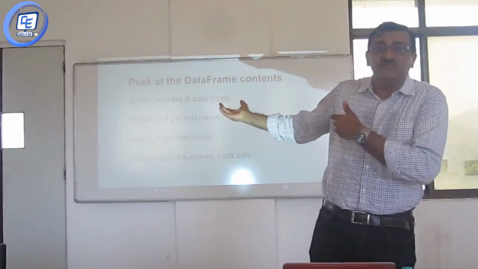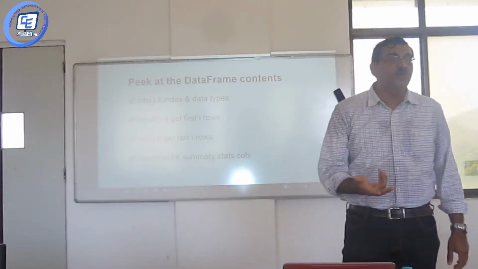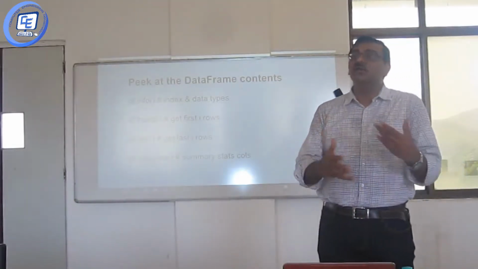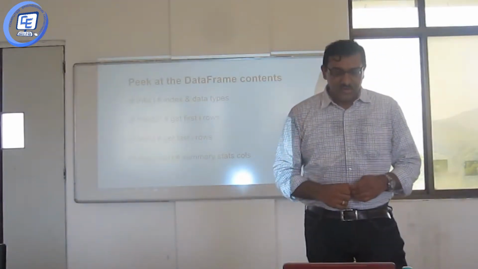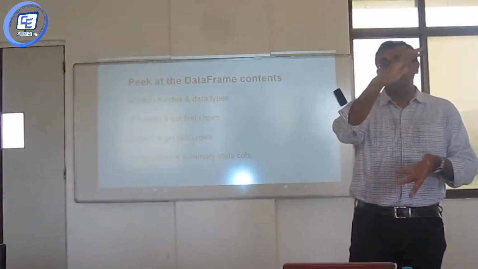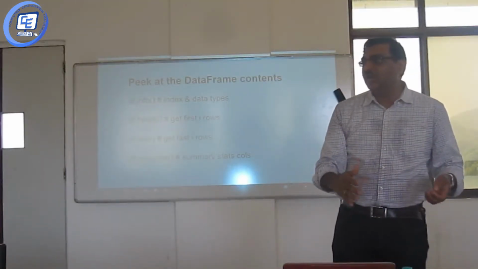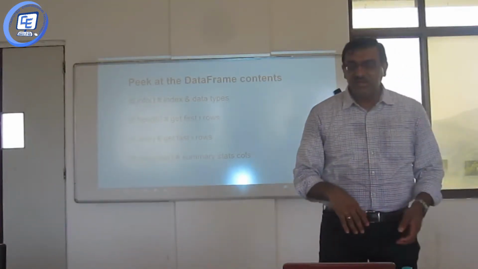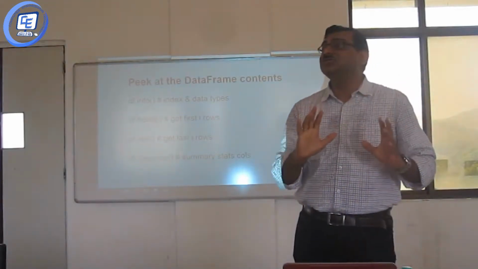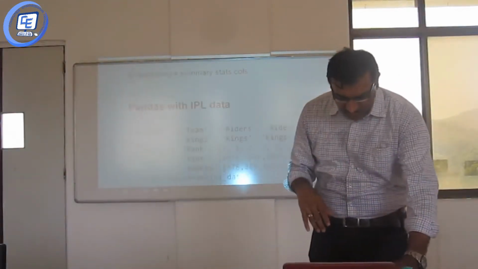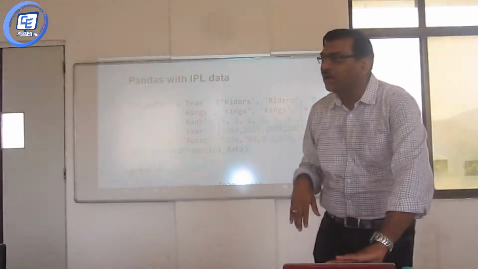A data frame has the following functionalities. df.info will tell you what the different data types in this data frame are. df.head will show you the first few rows. df.tail, the last few rows. df.describe gives you summary statistics. So let us explore. I have just made up some IPL data over here.